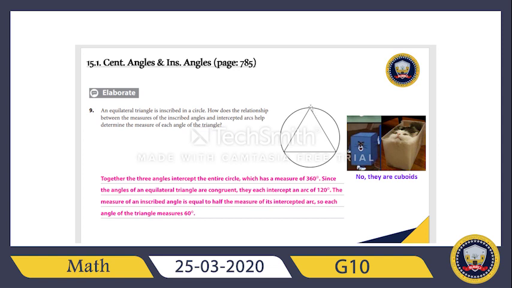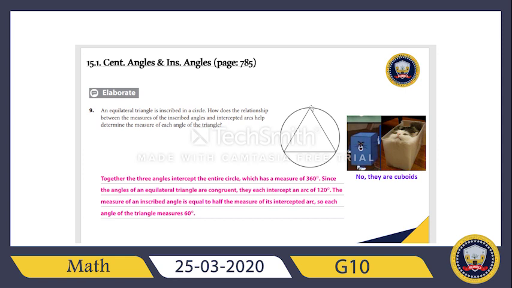So look at the intercepted arcs here. Each intercepted arc measures to what? A third of my total arc. The total arc is 360 degrees, right? So if this arc, for example, is a third of the total, it is 360 divided by 3, which is 120 degrees. So the measure of one intercepted arc is 120. All of these arcs are equal.